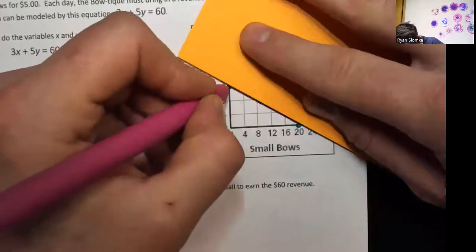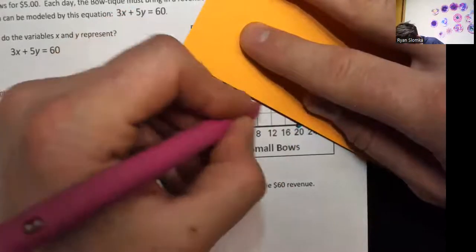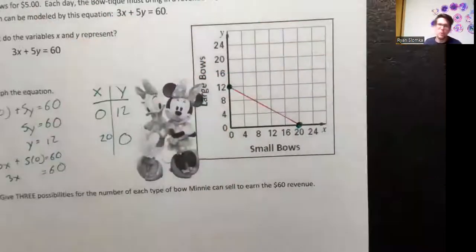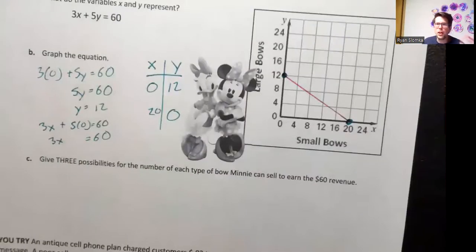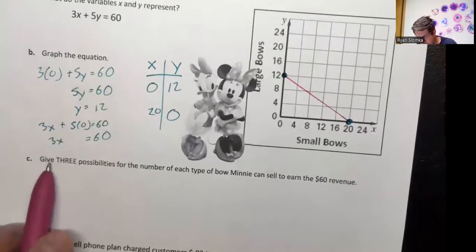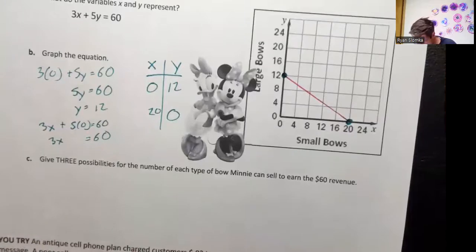These are 2 easy points to work with, but they're not the only 2 points. The other points live on the line, and so it's important that you include that line in between them. Don't just plot the points and be done with the problem. All right, so next part right here. Give 3 possibilities for the number of each type of bow that Minnie can sell in order to earn the $60 revenue.